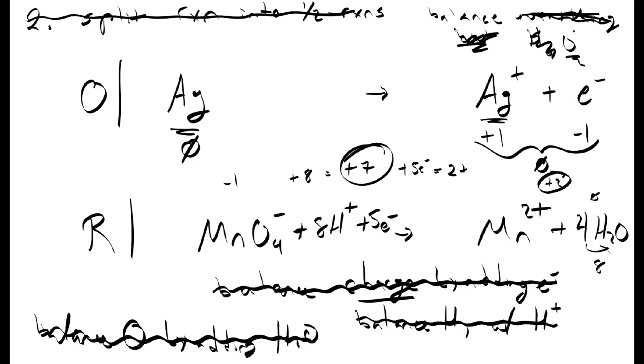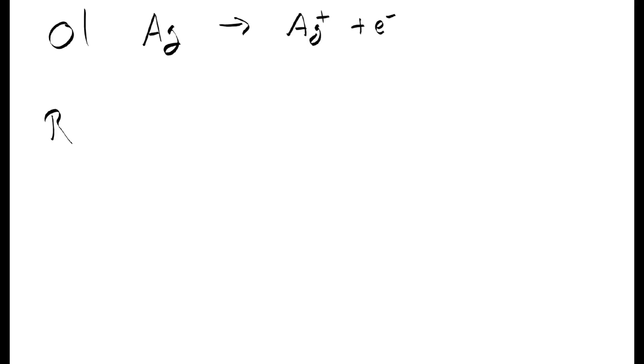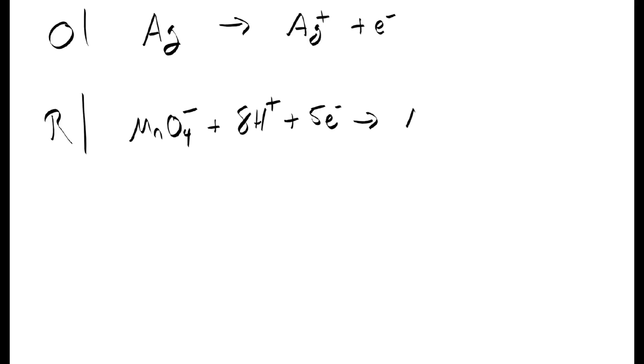Unfortunately, I've made rather a mess of this screen, so I'm going to clean it off and rewrite the 2 half reactions. So our oxidation half reaction is silver goes to silver 1 plus, plus 1 electron. Our reduction half reaction is permanganate, MnO4 1 minus, plus 8 hydrogens, plus 5 electrons, goes to form Mn2 plus, and 4 water.